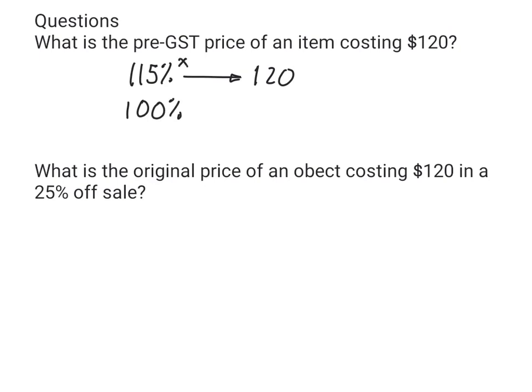Well, the multiplier in this case is going to be 120 divided by 115, so that's 1.0435. The multiplier here has got to be the same, so 100 multiplied by that is 104.35. So our answer would be that the pre-GST price is $104.35.